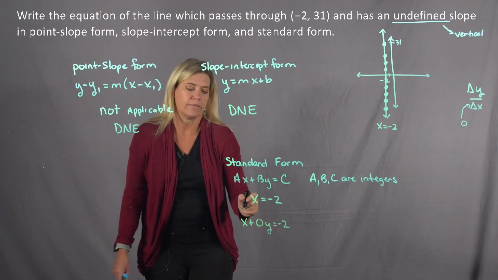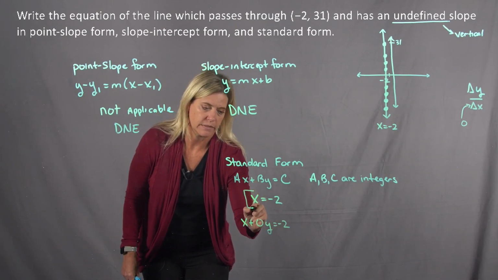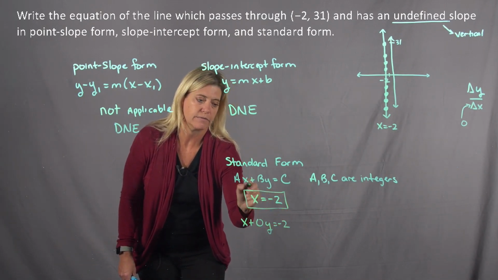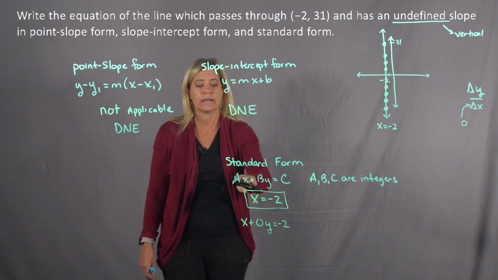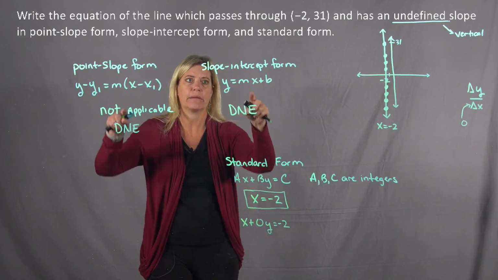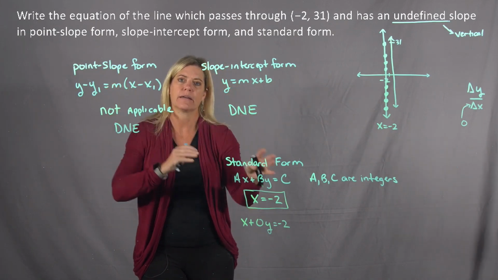Just don't have any y values, right? So the coefficient was 0 there. So this is in standard form. I can write this in standard form because this form is not dependent upon me writing a slope. So that's why this one works, but these two don't.